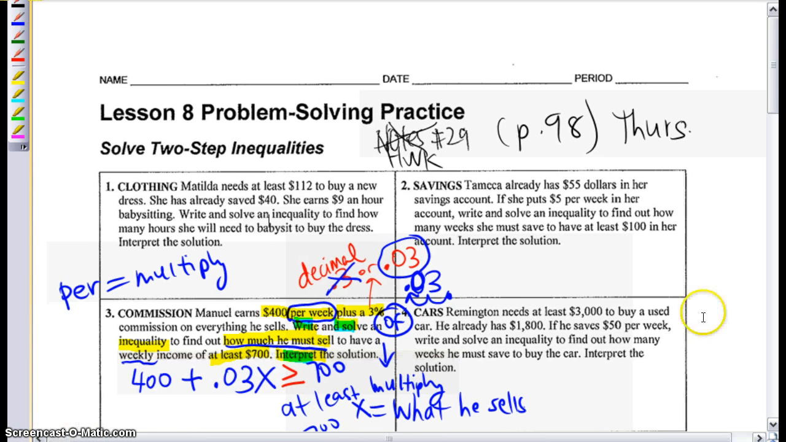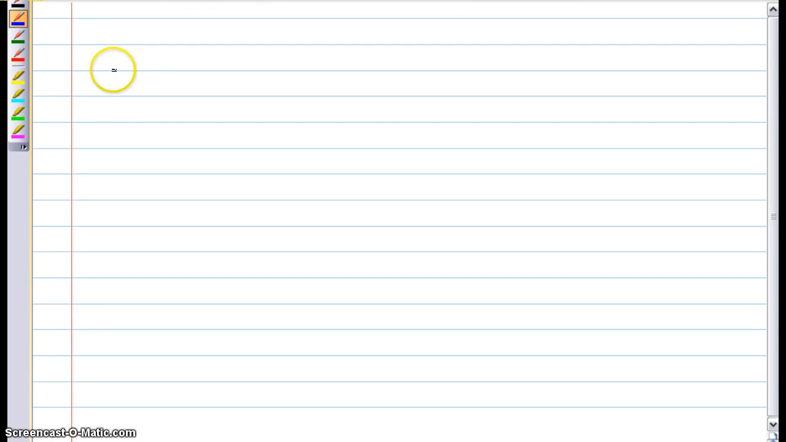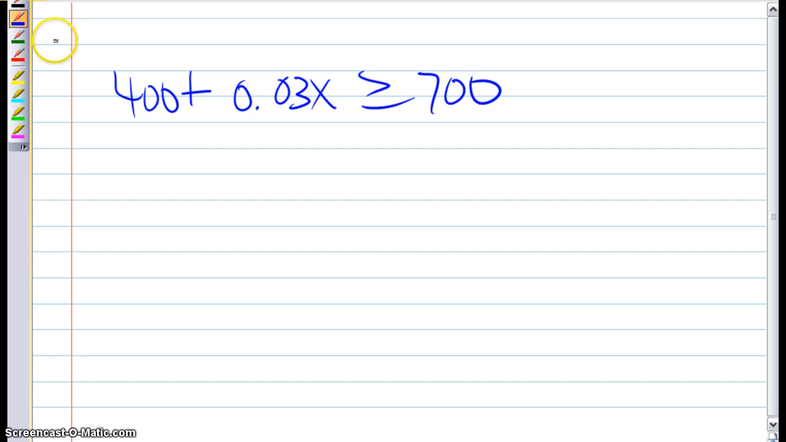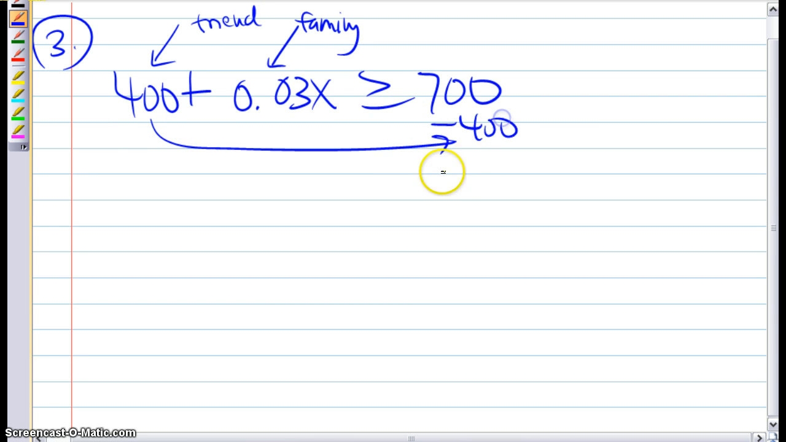Now we're going to solve. I'm going to work off another page here. We have 400 plus 0.03x is greater than or equal to 700. From there, we are going to first undo the 400 and then undo the 0.03. So there's 2 steps. This is the friends and family strategy. So 400 goes first. I'm going to subtract the 400 from 700, giving me 300. So 0.03 times x has got to be greater than or equal to 300.